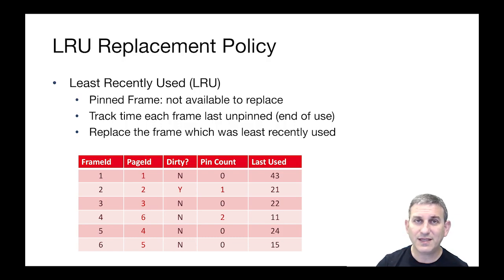And the last used column is there to track the time when each frame was last used. And by last used, we mean last unpinned. That's the time when it stopped being used. And what we're going to do is replace the frame with the lowest value in the last used column. That was the page that was least recently used.